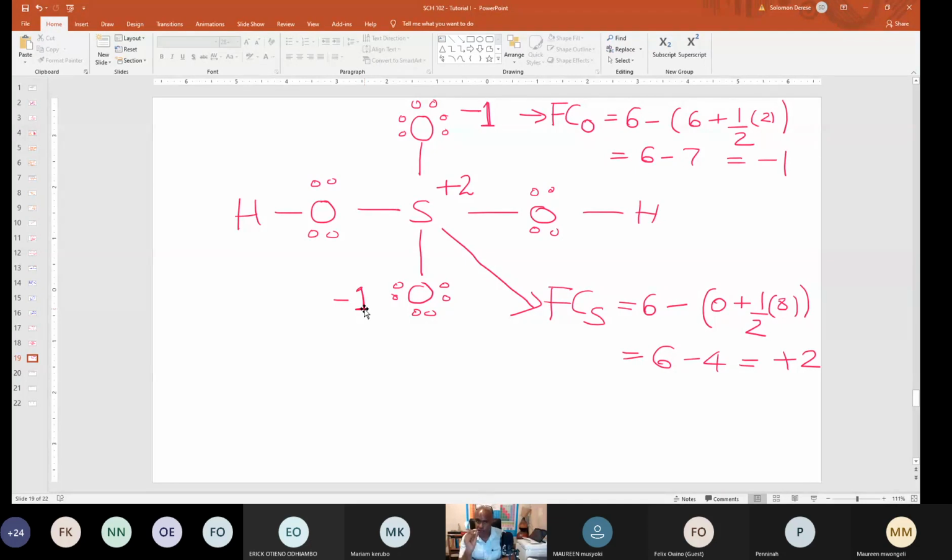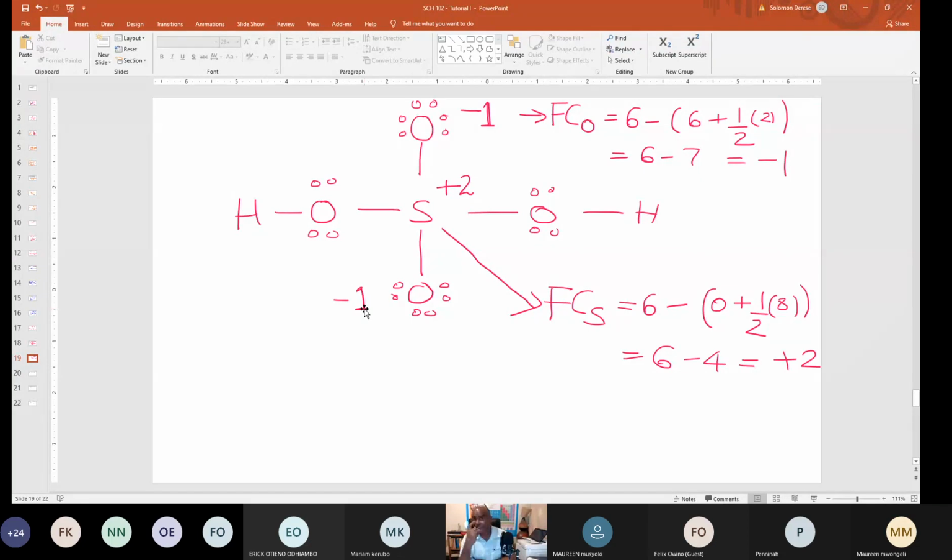Remember what I told you. Sulfur can have an expanded octet. It is not a must that the total number of electrons that surround sulfur be 8. Sulfur does not have to follow the octet rule. Sulfur can have 8 electrons. It can have 10 electrons. It can have 12 electrons around it.